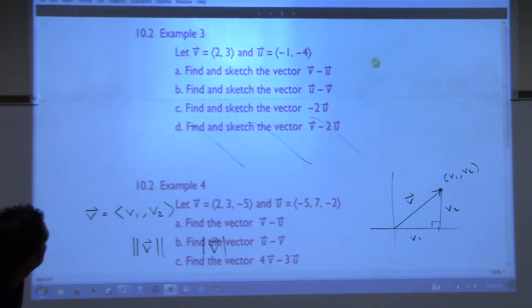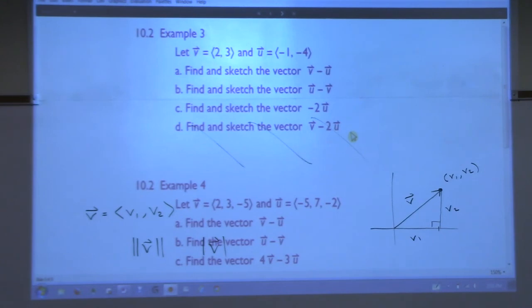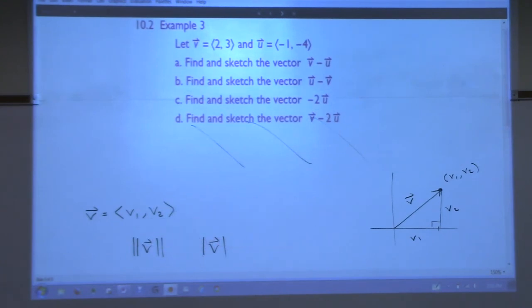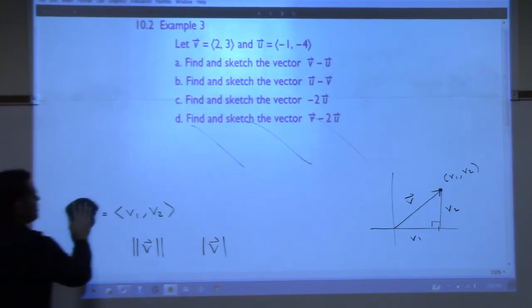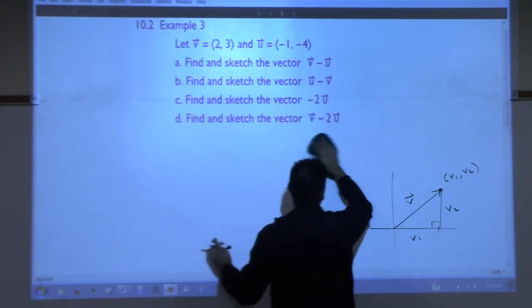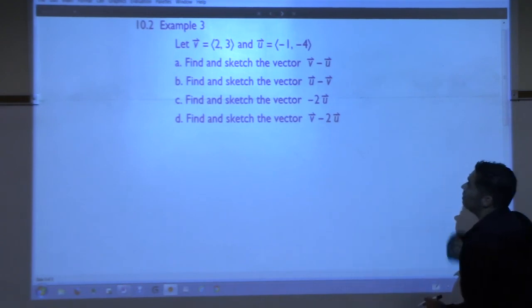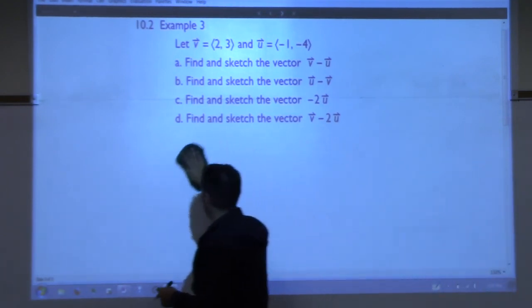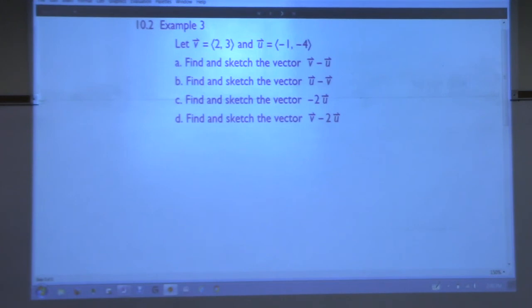All right, now we can do a problem. We have a vector v is the vector 2, 3. We have u is the vector negative 1, 4. We want to find and sketch v minus u. We want to find and sketch u minus v. We want to find and sketch the vector negative 2u. Find and sketch the vector v minus 2u. Okay, this will be a good exercise here.